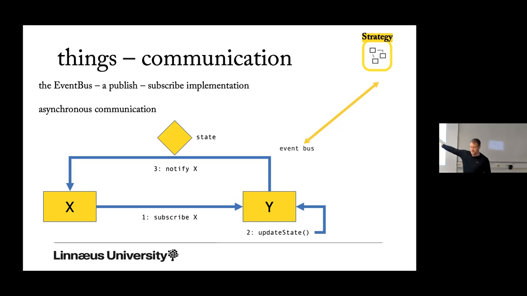This is another design decision, of course. We could have synchronous communication, which means that everybody that communicates knows about each other. So I communicate with you, you communicate with me, but we both have to be online. This recording here will be asynchronous communication.